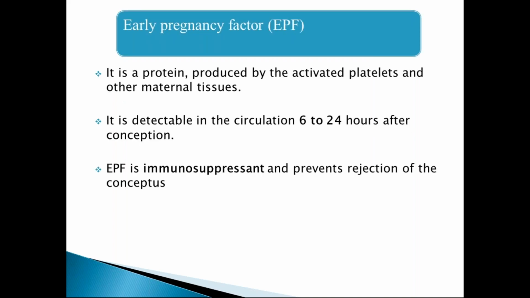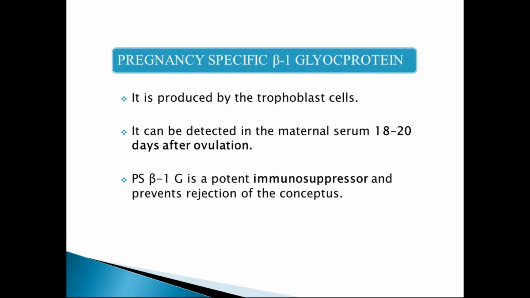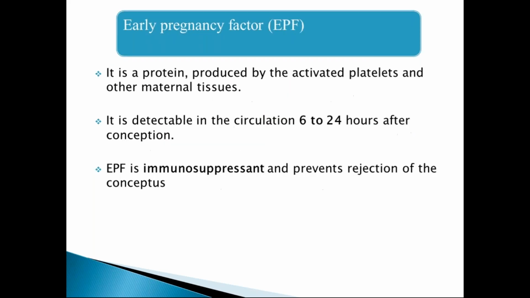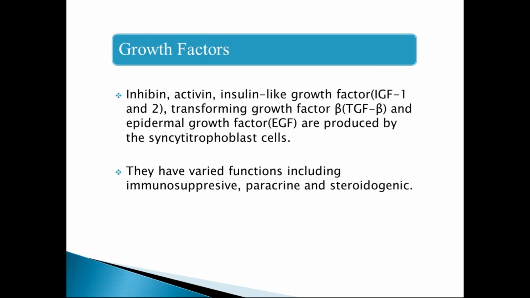Early pregnancy factor is a protein produced by activated platelets, ovaries, and other maternal tissues. It is detected in the circulation by 6 to 24 hours after conception, and it also has immunosuppressant activity. Both pregnancy specific beta-1 glycoprotein and early pregnancy factor have immunosuppressant activities. The other growth factors usually have immunosuppressive activity.